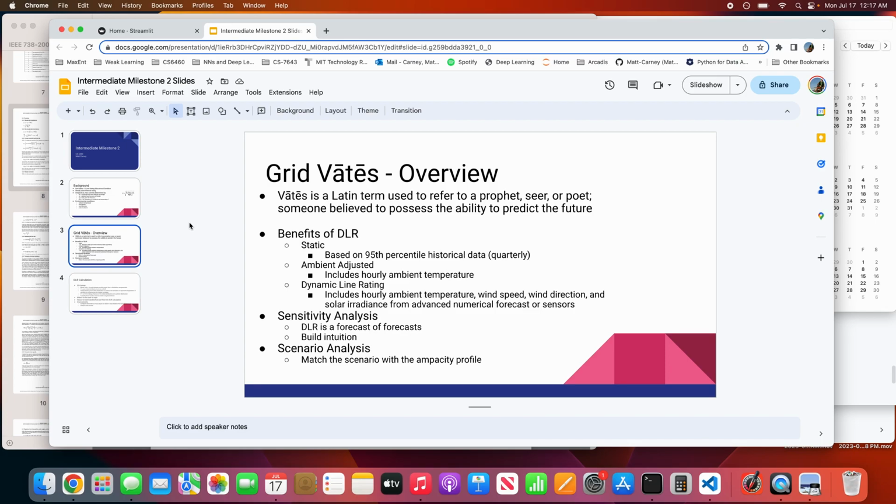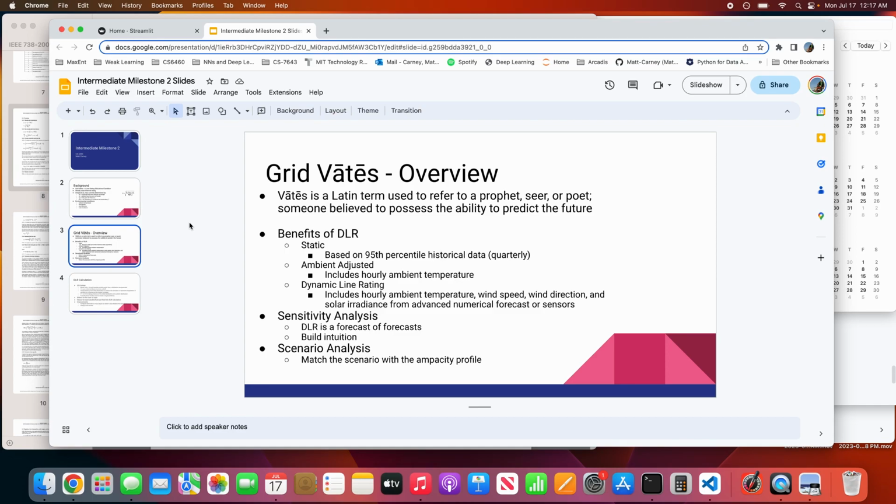The second is a sensitivity analysis. If you think about the dynamic line rating, it's really a forecast. If you want to predict the dynamic line rating in the future, you need to make forecasts for each of those environmental conditions, and thus your dynamic line rating is a forecast. And I want to build some intuition about how the different weather forecasts impact the dynamic line rating. So how does uncertainty within temperature impact the dynamic line rating versus wind speed, etc.